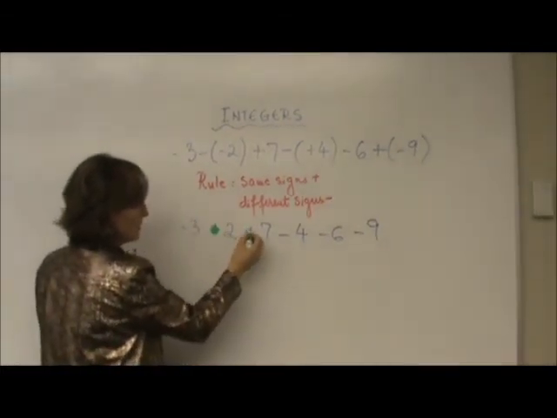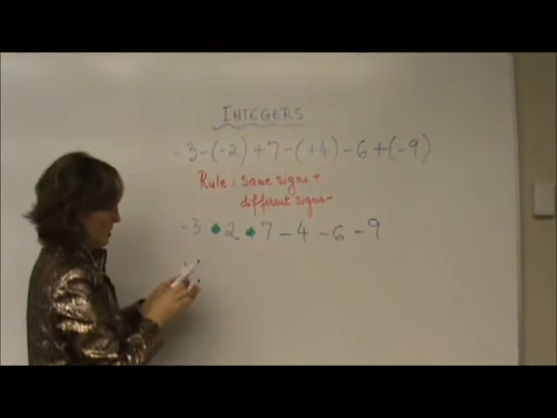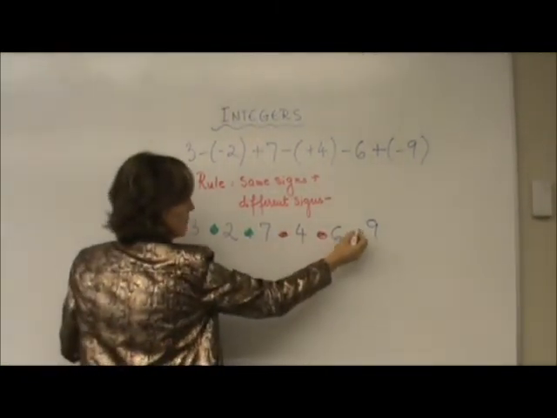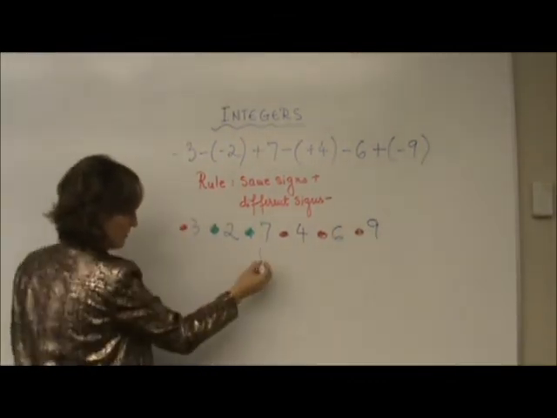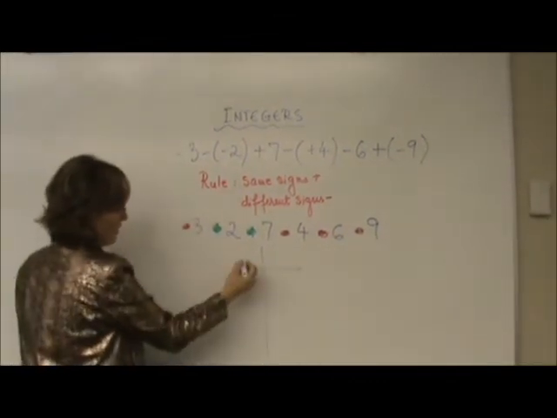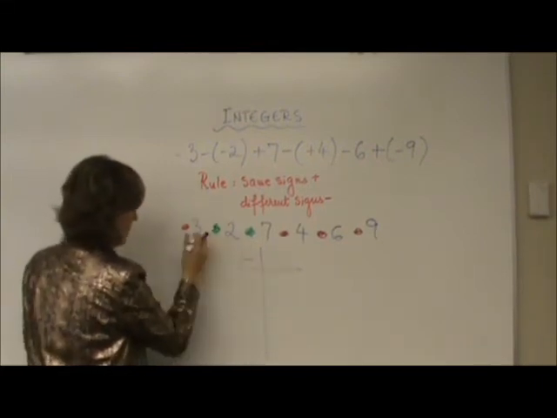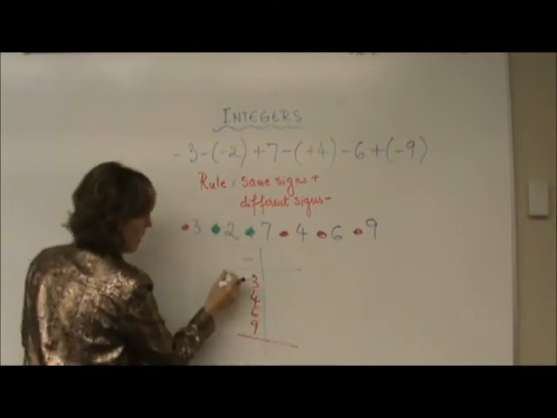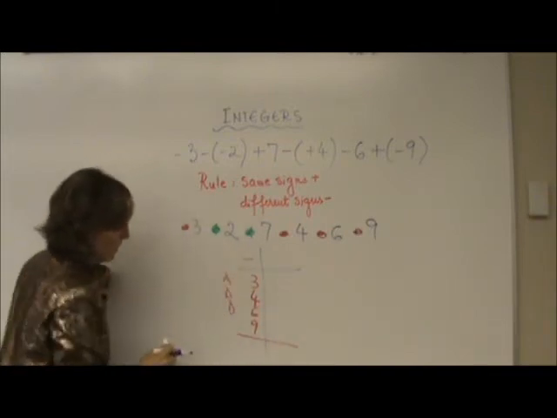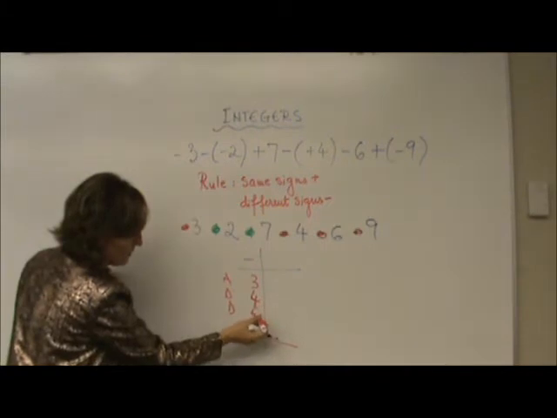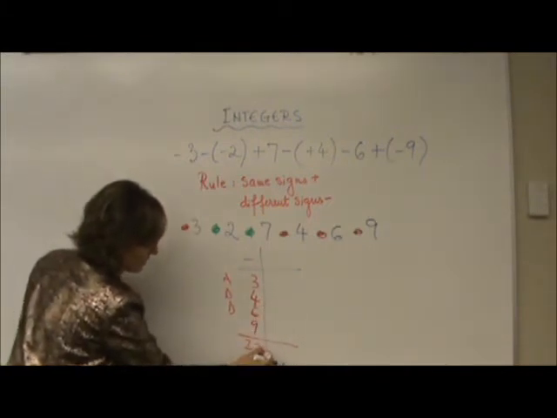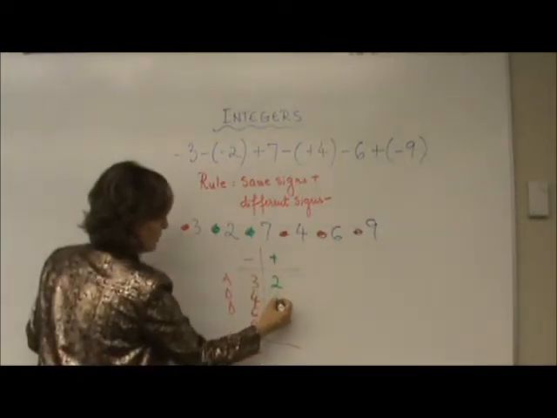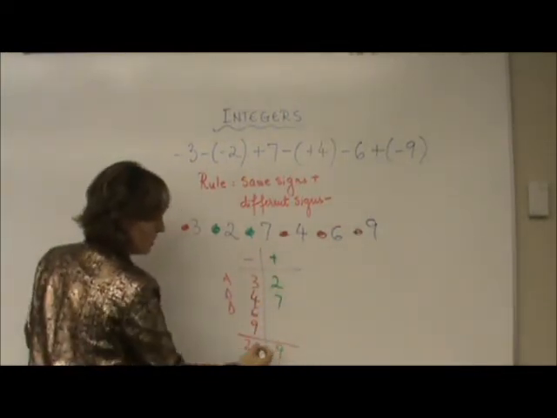Green, money that I earn. Red, money that I spend. I can make a chart. Negative numbers. That will be a 3 and a 4 and a 6 and a 9. I add them up. I spend 3 plus 4, 7 plus 6, 13 plus 9, $22. I earned $2 and $7. I earned $9.